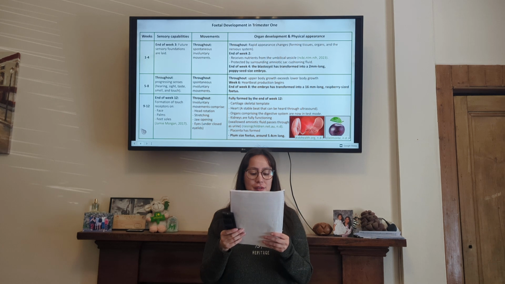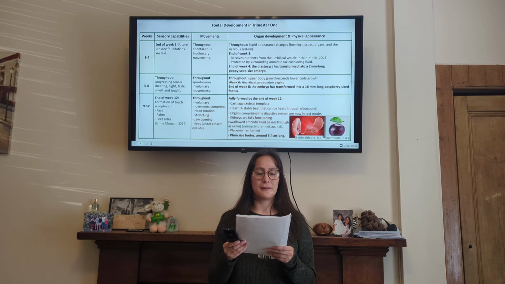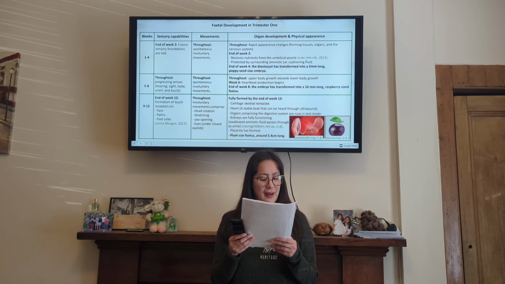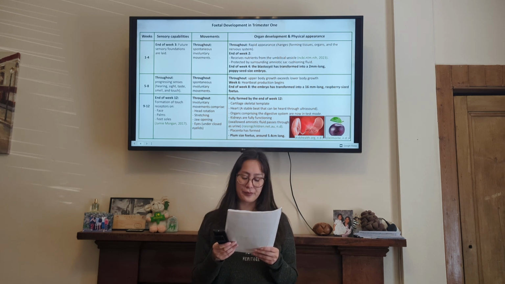Following the first 2 weeks of pregnancy, the blastocyst is protected by surrounding amniotic sac fluid, which provides cushioning. The blastocyst requires nutrients for growth, which it receives from a tiny yolk sac called the umbilical vesicle. This is a temporary provider until the placenta forms. The blastocyst appearance changes rapidly and it performs spontaneous involuntary movements as it forms tissues, organs and the nervous system.